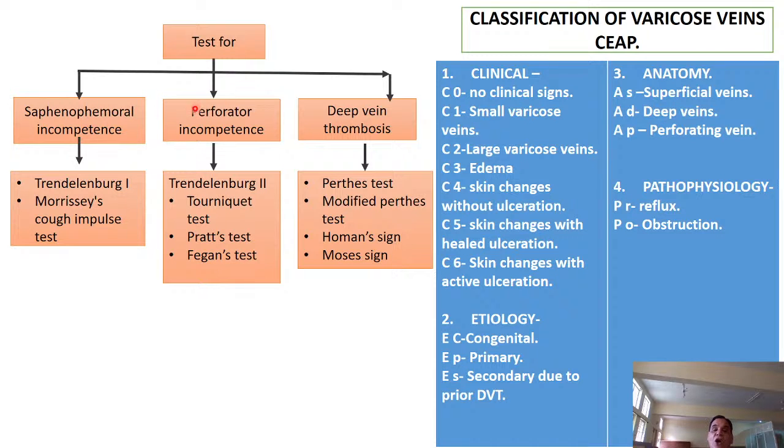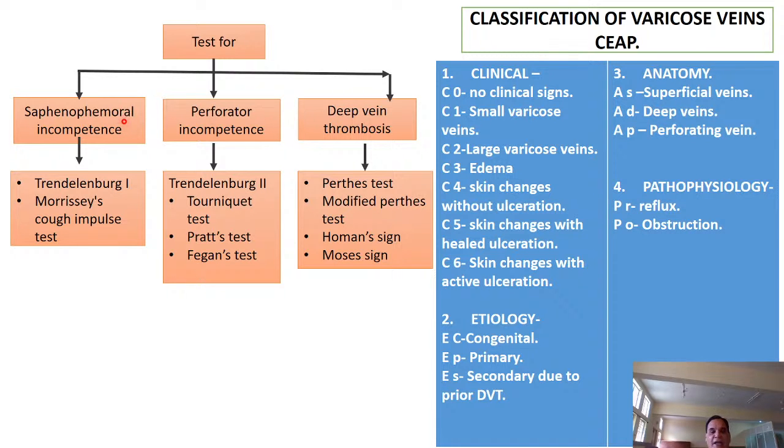Second is perforator incompetence all along the veins, where perforators lie between the superficial and deep venous system. And third and most important cause is DVT, that is deep vein thrombosis. Long-standing thrombophlebitis or DVT will give rise to varicosities. So our job is to differentiate between the pathologies, because the treatment will differ.